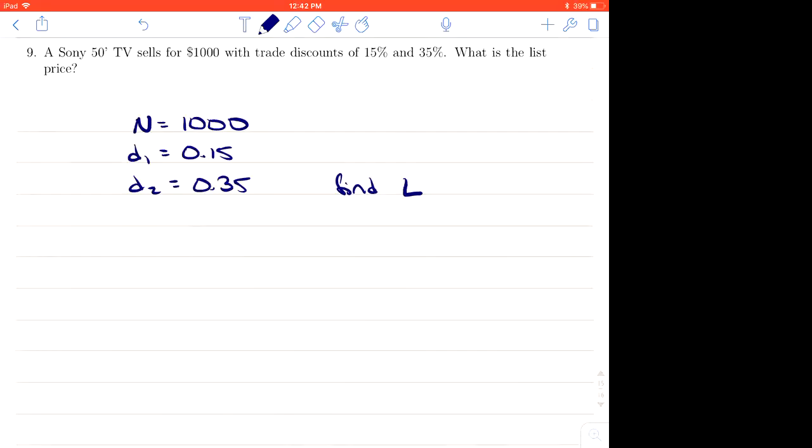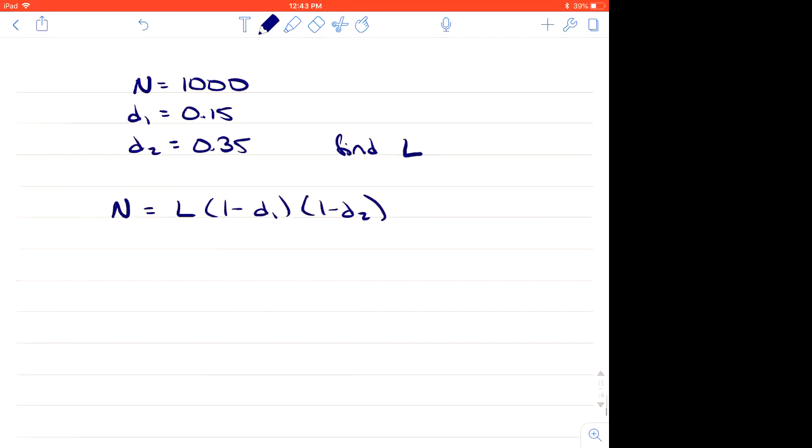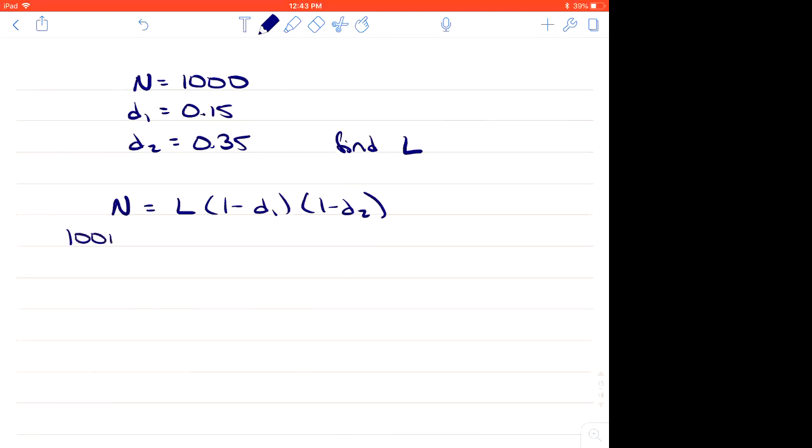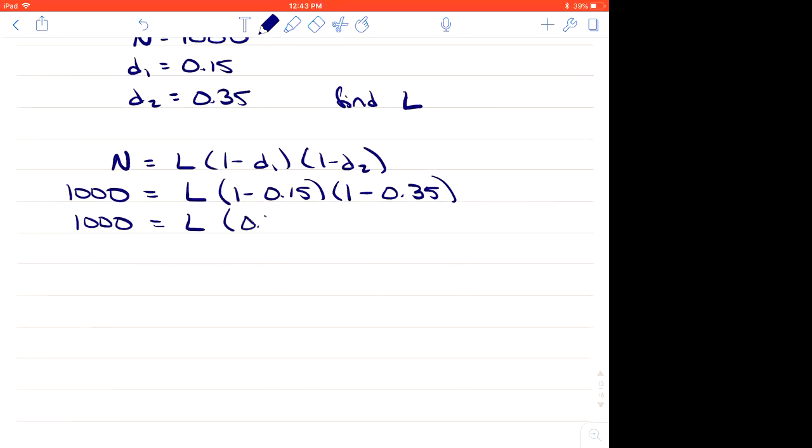So we know our net price is our list price times 1 minus D1 times 1 minus D2 from our formula sheet. We're told that the net price is 1,000. L is what we have to find, times 1 minus 0.15 times 1 minus 0.35. So we have 1,000 is a list price times 0.85 times 0.65.